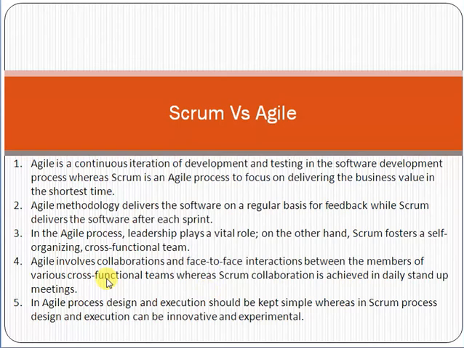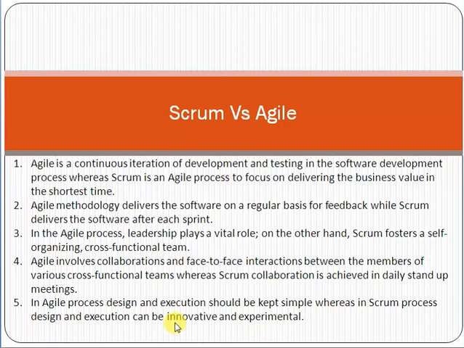While in Agile, there is no such concept of a daily stand-up meeting. There are interactions with the customer and the team, face-to-face meetings, but there is no daily stand-up meeting as in the Scrum framework. In the Agile process, design and execution should be kept simple, whereas in the Scrum process, design and execution can be innovative and experimental. This is a very big difference.